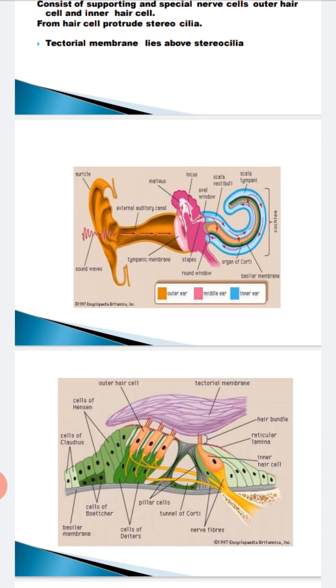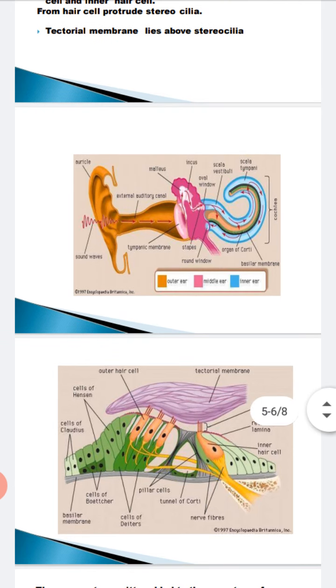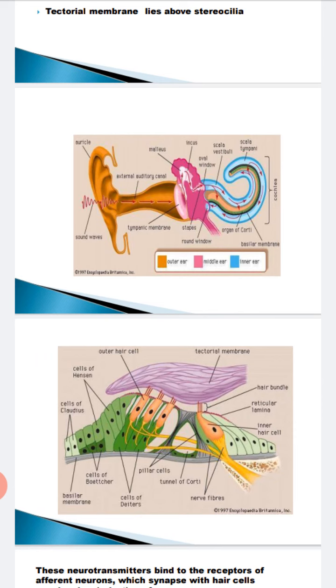When the endolymph vibrates, then what happens? The basilar membrane will also start vibrating, and these hair cells are situated on the basilar membrane. So what will happen? The stereocilia will come out from the hair cells. When vibrations come, the hair cells move, and stereocilia will come out. And these stereocilia will move back and forth, and due to this they are rubbing the tectorial membrane. Due to the movement of these stereocilia, they are putting pressure on the tectorial membrane.